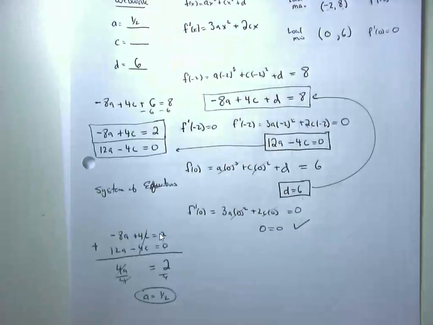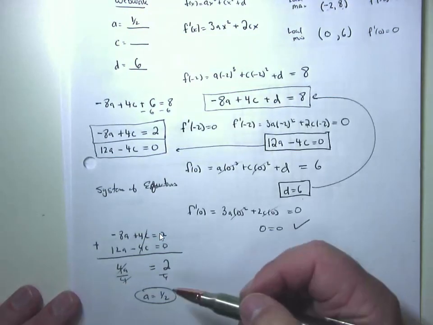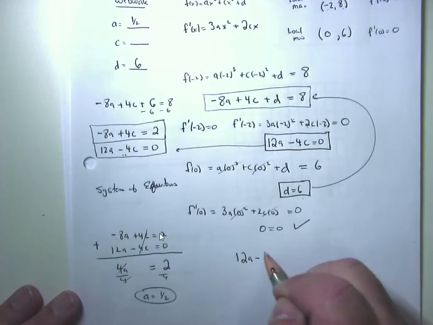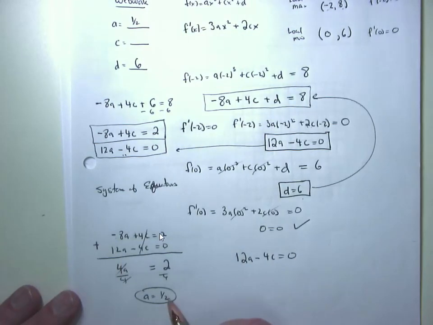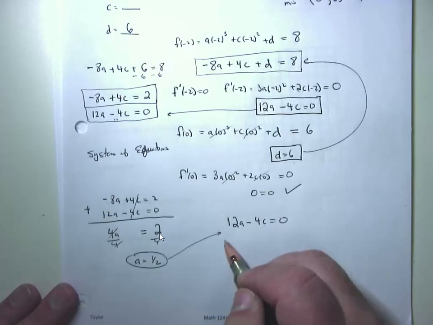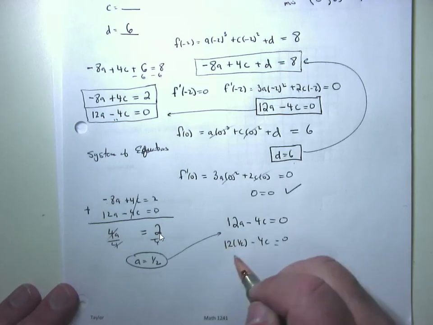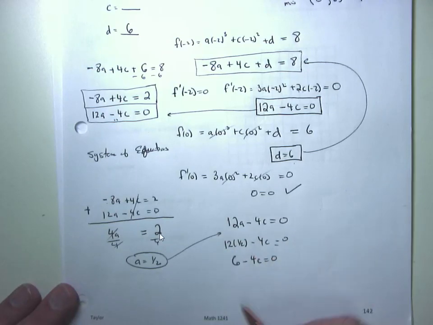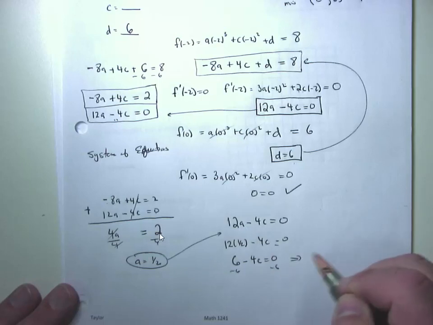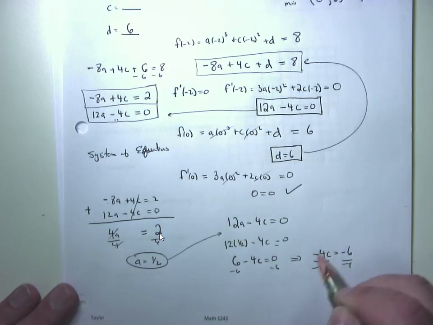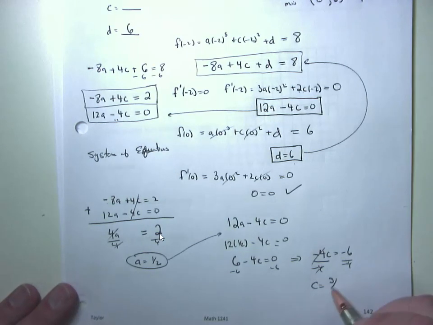Now that I have A and D, I can go back to any one of these equations and solve for C. I'm going to use this second equation here: 12A minus 4C equals 0. I now know that A is equal to a half, so I can plug it in. 12 times a half minus 4C equals 0. Half of 12 is 6, minus 4C equals 0. I'm going to subtract 6 from both sides. I get negative 4C equals negative 6. Divide by negative 4, reducing my fractions, negative divided by negative is positive. 6 divided by 4 is 3/2.